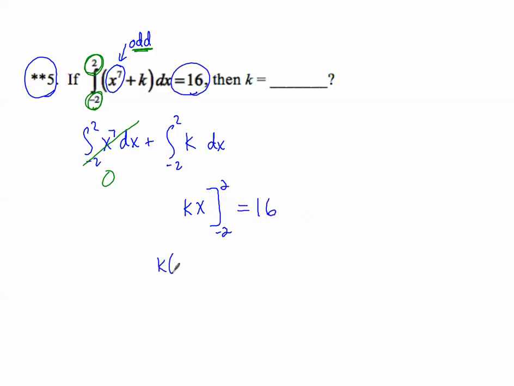Plug in our upper limit, k times 2, plug in our lower limit, -2, keep writing equals 16, and simplify this: 4k equals 16, so k equals 4.